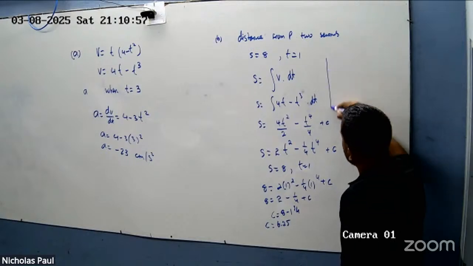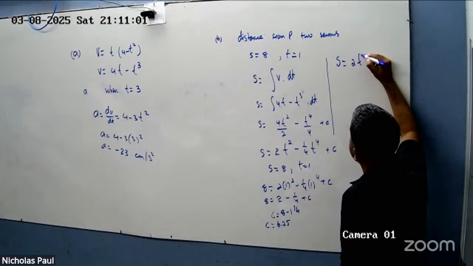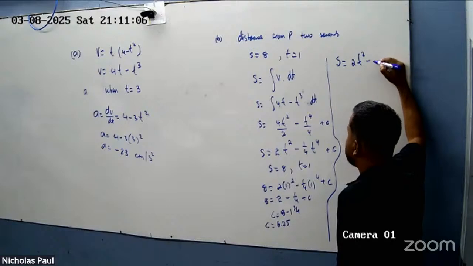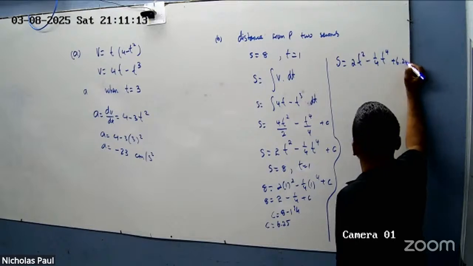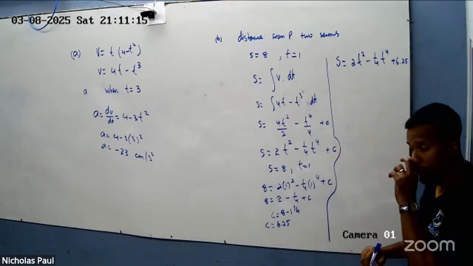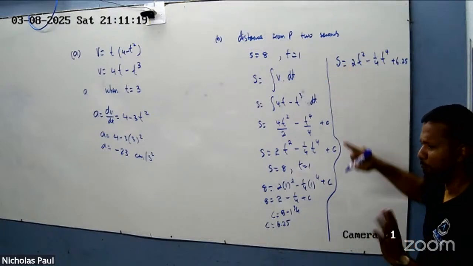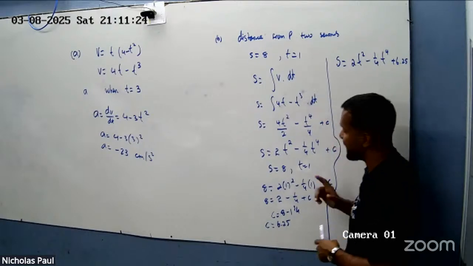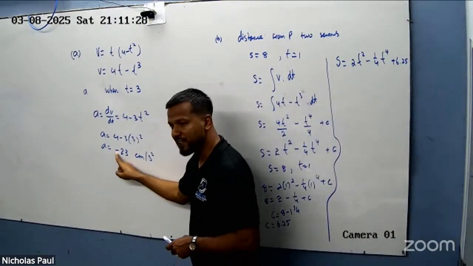So S is equal to 2t squared minus 1/4 t to the 4th plus 6.25. So we want to see what is happening when t is 2. But what will happen in here? I want you to pay attention to this. I want you to pay attention to what this negative a means.